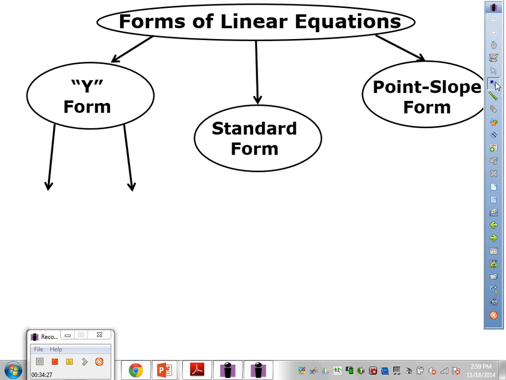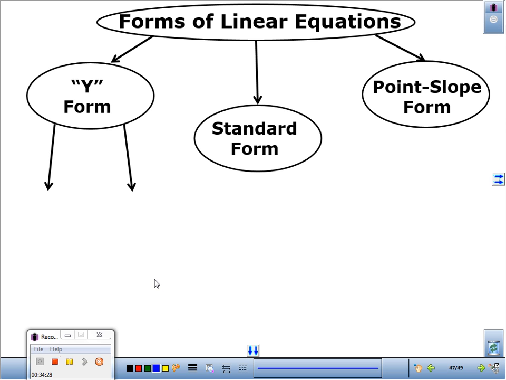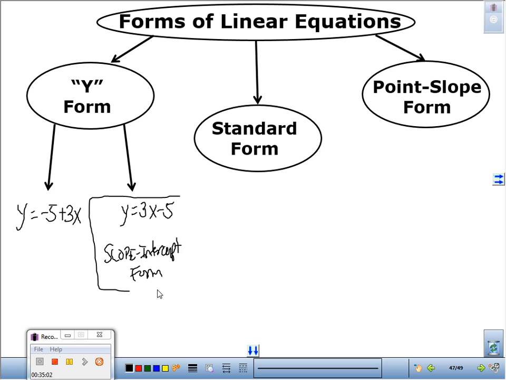Okay, so that you know where we're going, here we go. Forms of linear equations. We have this form that we've looked at, y form. It looks like this, y equals -5 plus 3x. But we can also write it as y equals 3x minus 5. This has a particular name. This is called the slope intercept form. And we're going to be using this most often.